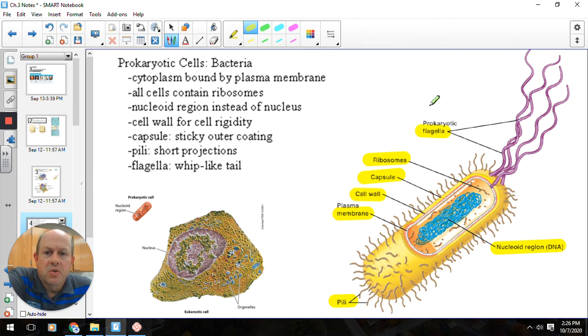So those are the features of the prokaryotic cell, and it's important to note that these are not considered organelles per se, but more just kind of components.